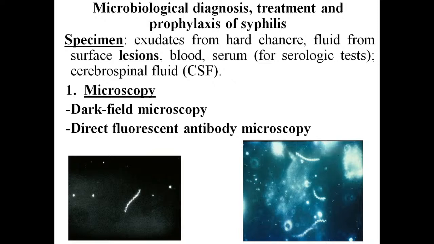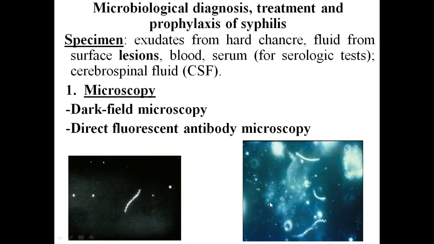Which methods are used? The first one, used for presumptive diagnosis, is the microscopic method. Microscopy has great importance in diagnosis of syphilis, but it is not light microscopy. It is a special microscopic technique. It's dark field microscopy, where we can see a bright bacterial cell on the dark, black background.